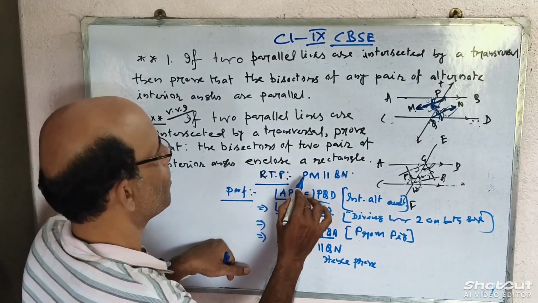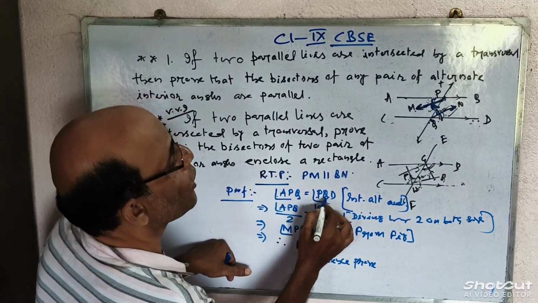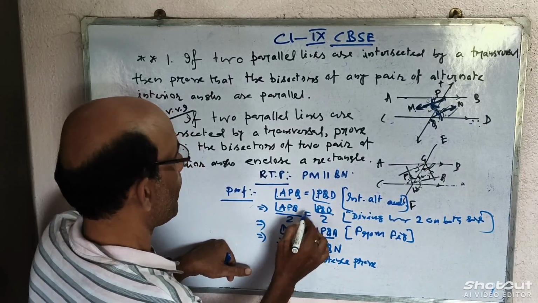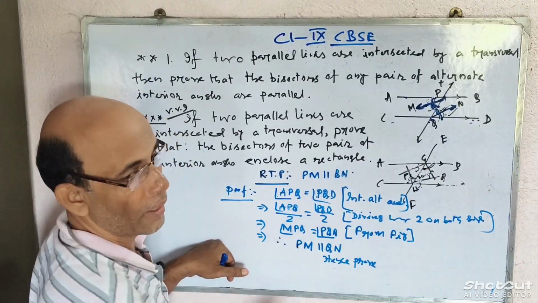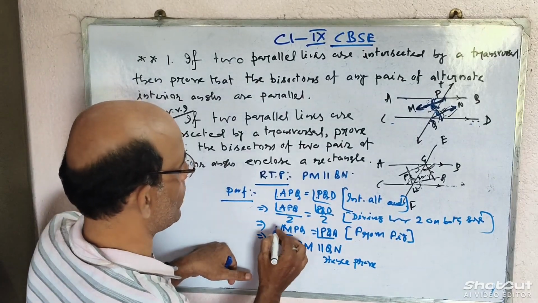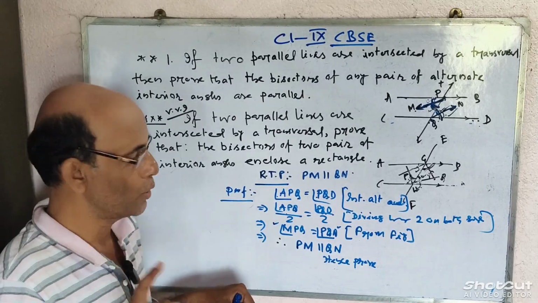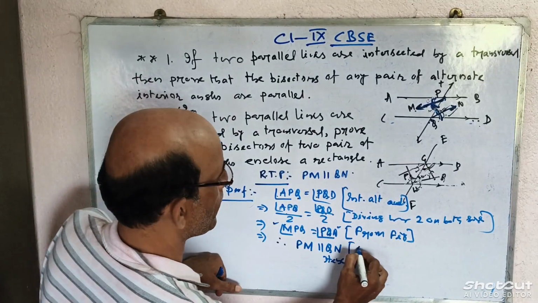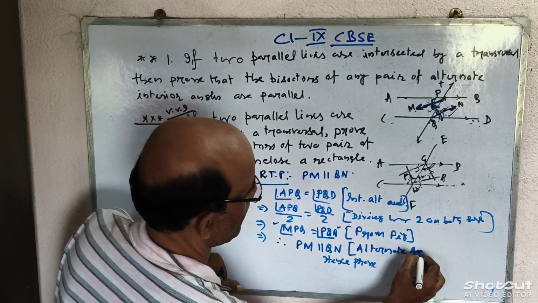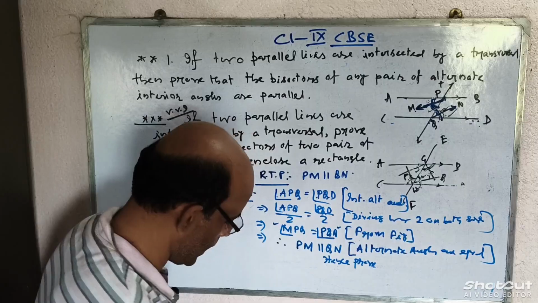I am saying the whole thing again. You have to prove PM parallel to QN. Angle APQ equal to angle PQD, alternate angles, and dividing by 2 because these are bisectors, eta by 2, eta by 2, this angle is equal to this angle. Therefore, PM parallel to QN as alternate angles are equal. This is the first proof. Second proof.